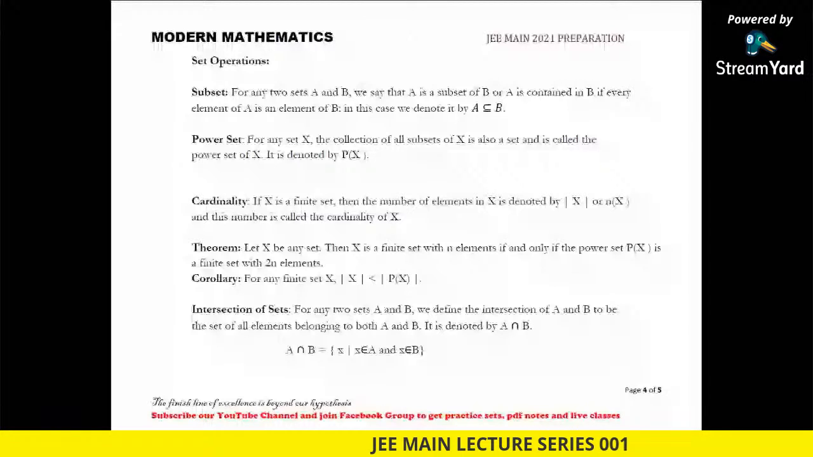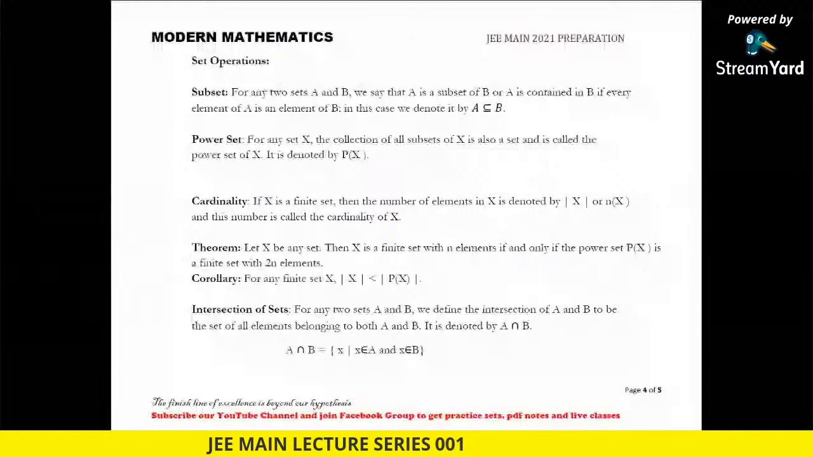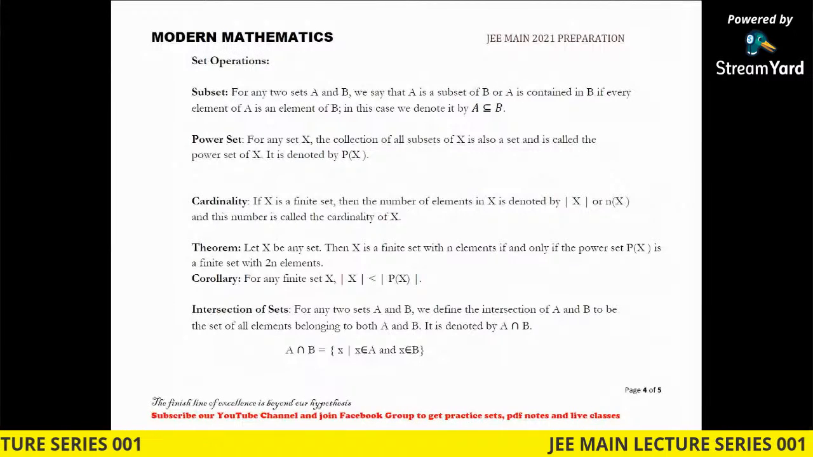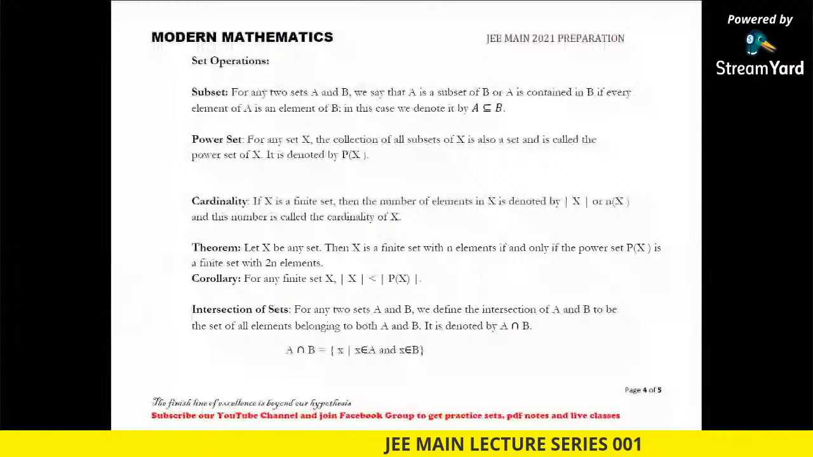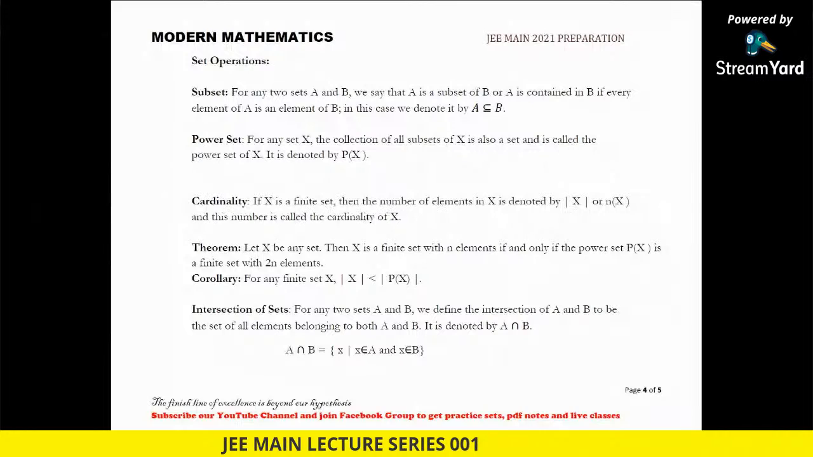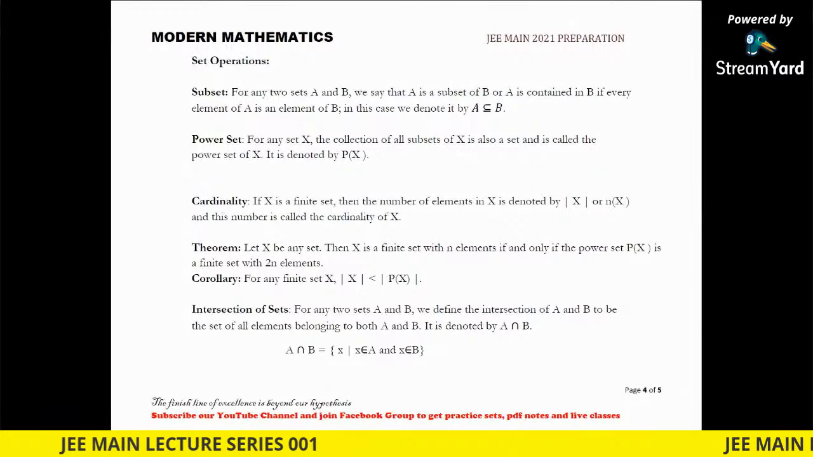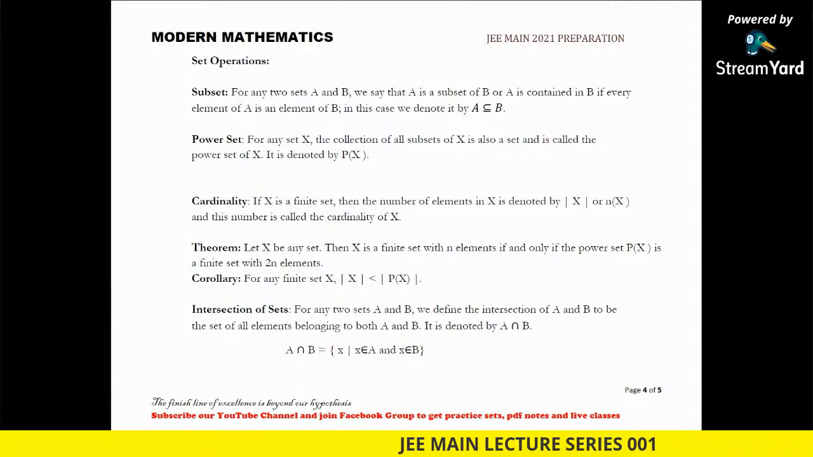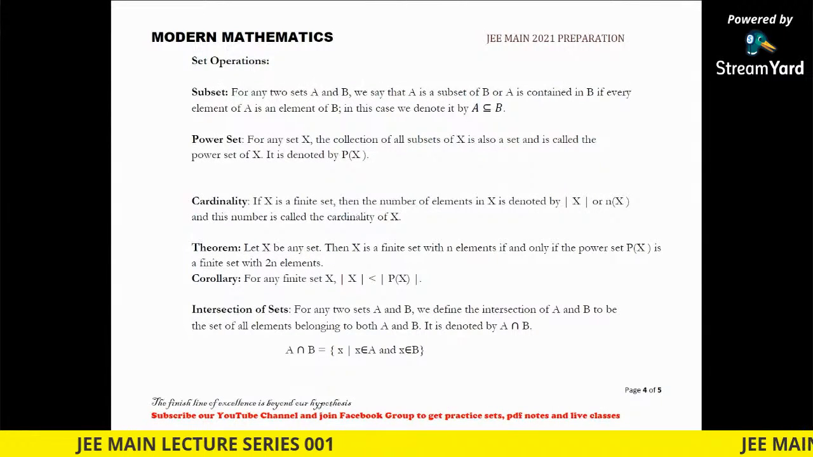If A is a proper subset of B, then the cardinality of A is strictly less than the cardinality of B. But if A is not a proper subset, A is only a subset of B, then the cardinality of A is less than or equal to the cardinality of B. Coming to the next, the very important theorem.